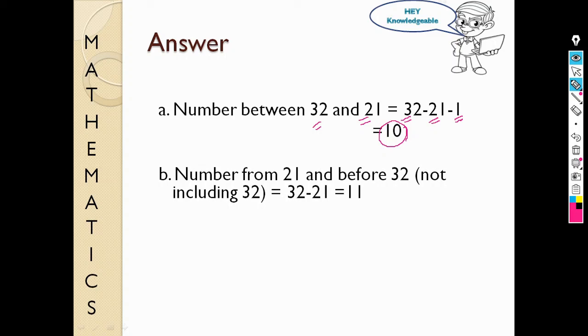In the same way, if one of the numbers need not be included, then from the higher number you subtract the smaller number. That will give the answer 11. In some questions, there could be a case where you have to include both 21 and 32. In those cases, the answer would be the higher number minus the lower number plus 1. So that is 12, if you are including both the upper limit and the lower limit.